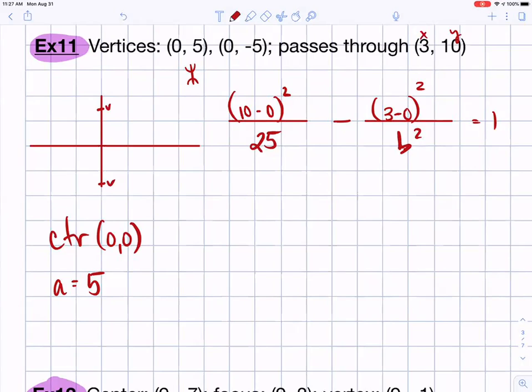Okay, so let's clean some things up. How does the first fraction simplify? Yeah, it just simplifies to a 4. Minus, how does my second fraction simplify? 9 over b squared. Okay, and then what? Again, we know the goal is to get b alone, but how do I go about doing that?